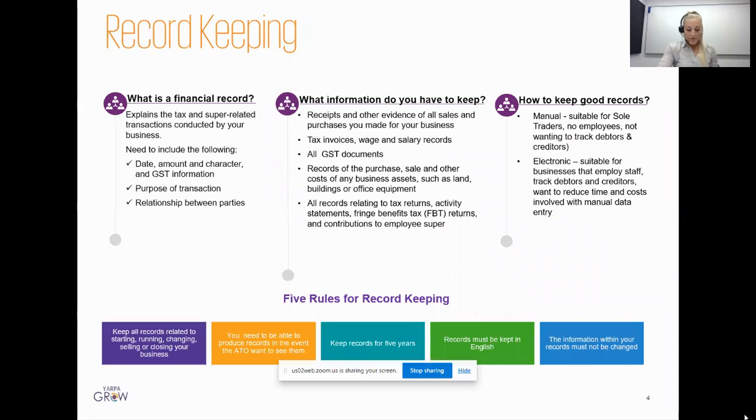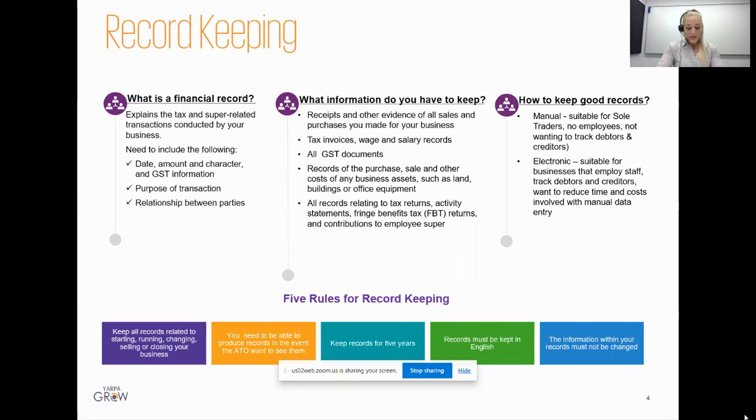You have to keep records for all sales and purchases you make for your business, including salary and wage records, and there are a number of ways you can keep these. Smaller businesses like sole traders may keep manual records in Excel. For all other businesses, particularly those with employees, an electronic accounting program is the way to go. There are 5 basic rules for record keeping that you need to adhere to.